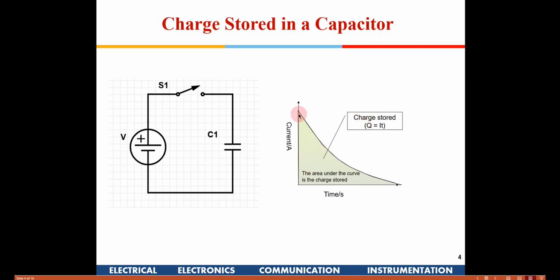If you look at the current over time, initially there will be a huge current, and then eventually the current will come to 0, because once the capacitor gets charged to the value V, both these voltages oppose each other, and there will be no current flow.